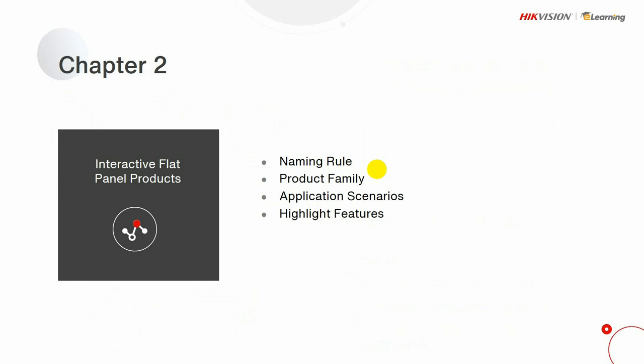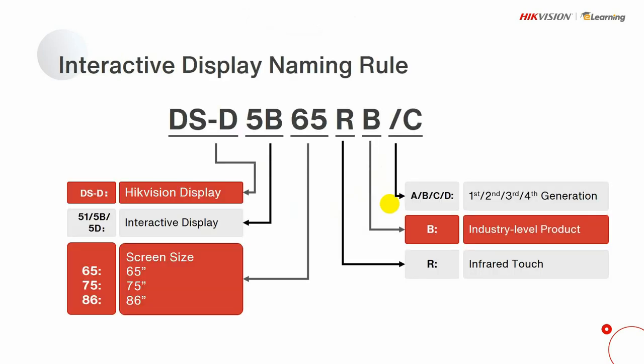Now, after we know why we need the interactive flat panel and the powerful functions it has, let's focus on Hikvision interactive flat panel products. See how they can benefit us and our clients, okay? Let's have a look at the naming rule first. After understanding the naming rule of the model number, you will find some key features of the model quickly, okay?